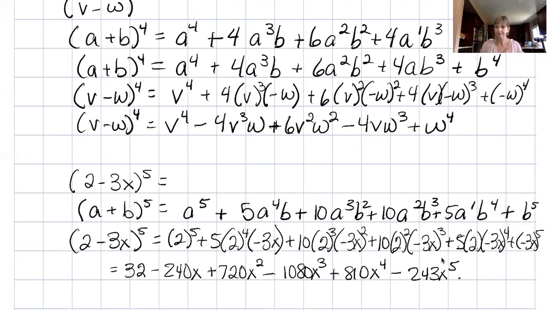And that is it. That is (2 − 3x) to the 5th, the easy way using binomial expansion. Okay, that's it. So great. What a fun tool.